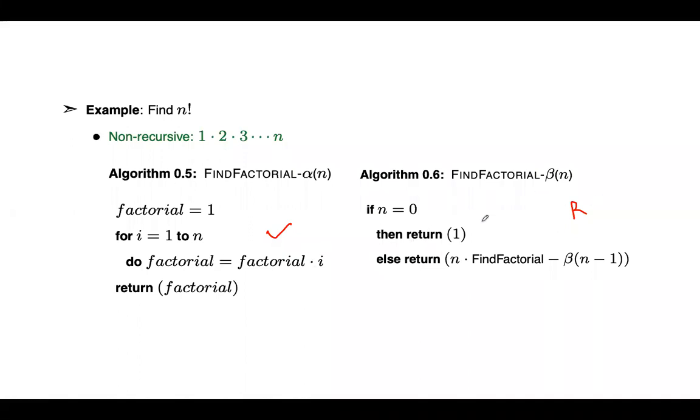Suppose I want to find the factorial of 5. If n is 0, factorial of 0 is 1, so it will return 1. Else it will find n into fact of n minus 1. You already know this algorithm. If n value is 0, it will return 1, else it will return n into fact of n minus 1.